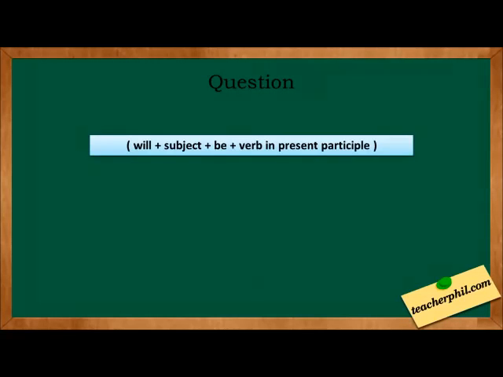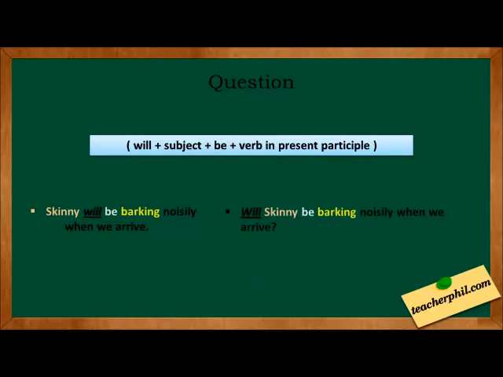And for the question, we simply follow the pattern: will plus subject plus be plus verb in present participle. We only exchange the positions of the subject and will. Examples: Skinny will be barking noisily when we arrive. Will Skinny be barking noisily when we arrive? He will be graduating next year. Will he be graduating next year?